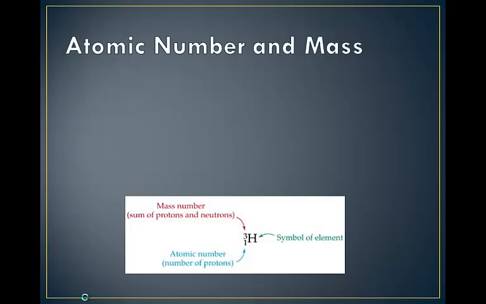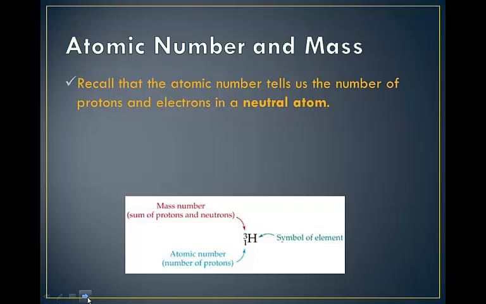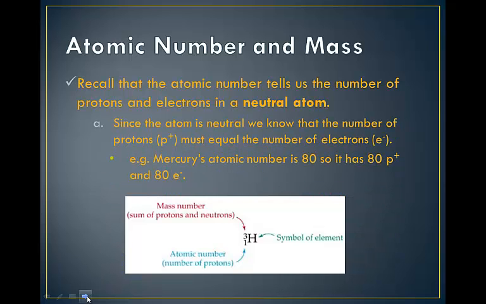So when we talk about the atom, we will refer to it and classify them using a couple of numbers, the atomic number and the atomic mass. The atomic number tells you the number of protons and electrons in a neutral atom. I would rather you think about it as being always the number of protons, because the protons define the element. So since the atom is neutral, we know that the number of protons must equal the number of electrons.